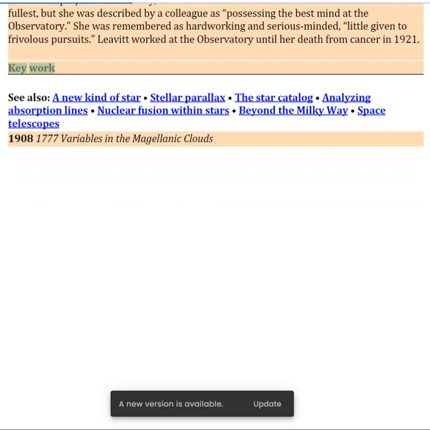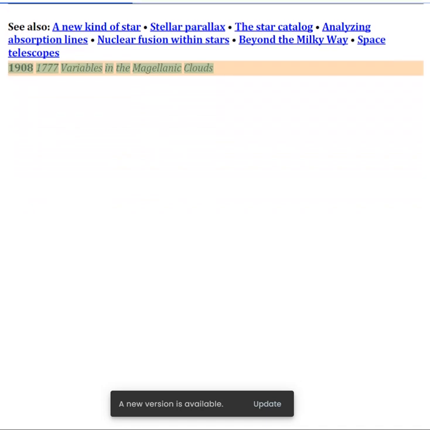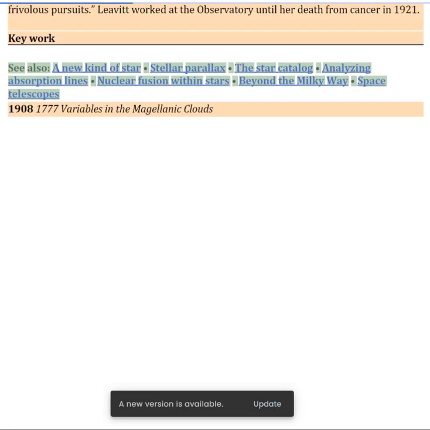Key work: 1908, 1777 Variables in the Magellanic Clouds. See also: a new kind of star, stellar parallax, the star catalog, analyzing absorption lines, nuclear fusion within stars, beyond the Milky Way, space telescopes.